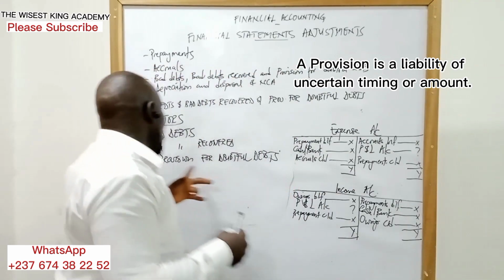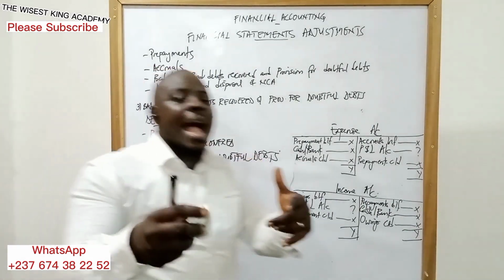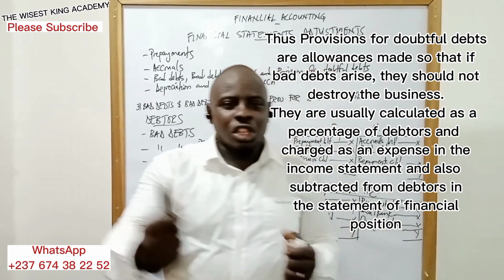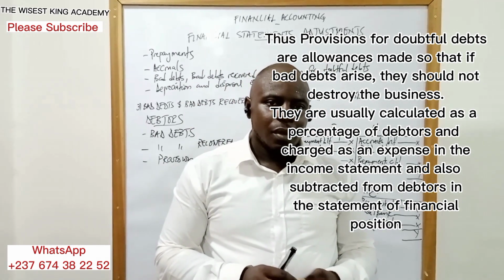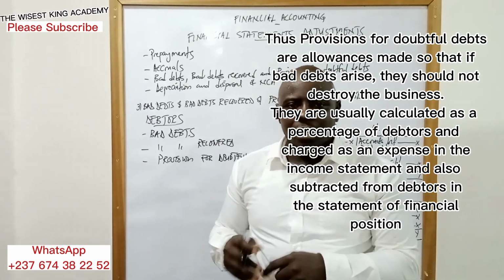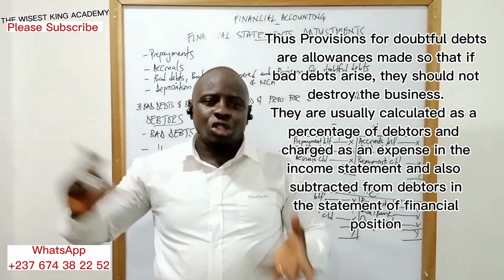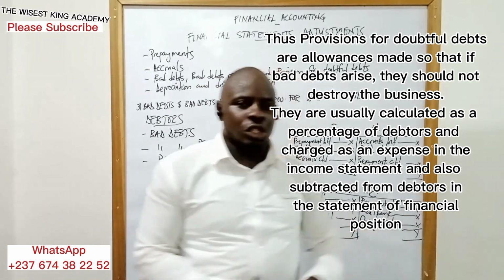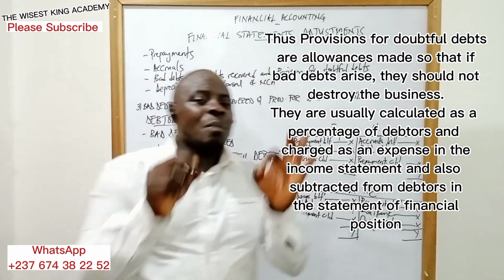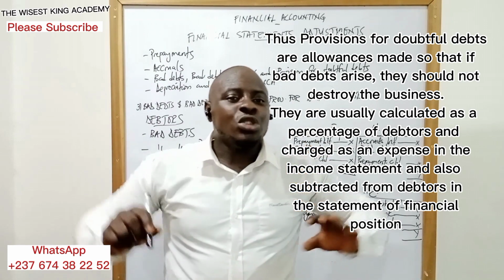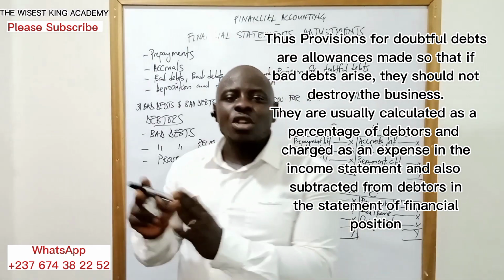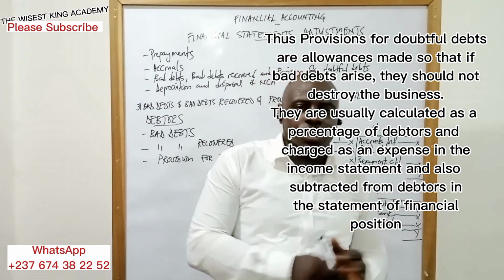So this is what I was saying. Provisions for doubtful debts are allowances made so that if bad debt occurs, it should not destroy the business. When you sell on credit, debtors arise and there is a possibility of some not paying. So to avoid that, if they don't pay, it should not crumble the business, you make a provision, an allowance for doubtful debts. These provisions are usually calculated as a percentage of debtors.